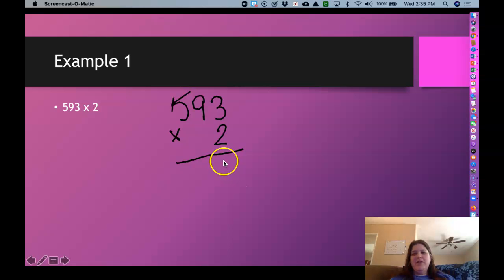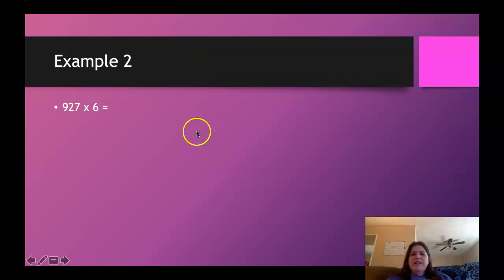2 times 3, hopefully you remember, is 6. And then we do 2 times 9. So we go to the next number. 2 times 9 is 18. 18 is a double-digit number. We can only write the ones digit down. So we're going to put the 8 down and carry the 1. And then next we do 2 times 5, which is 10. Carry the 1, that's 11. And we can write that down. And put your comma in there to get the answer 1,186.